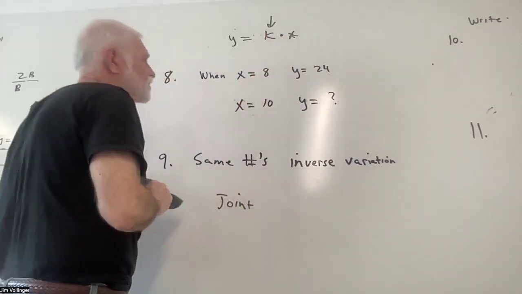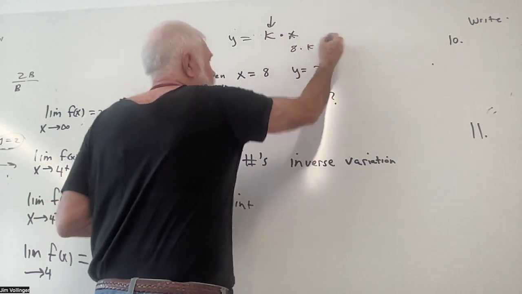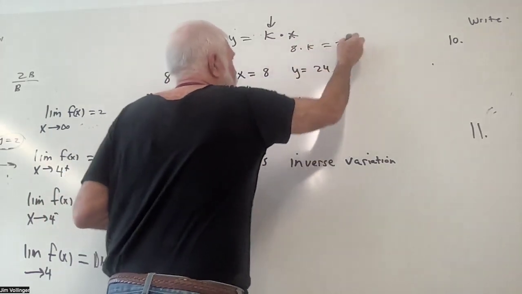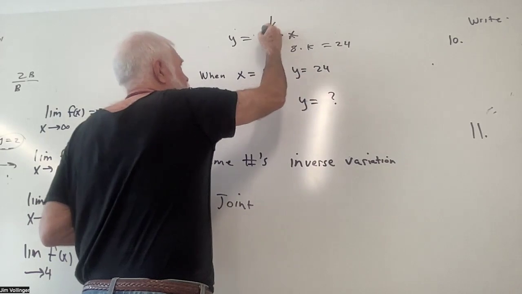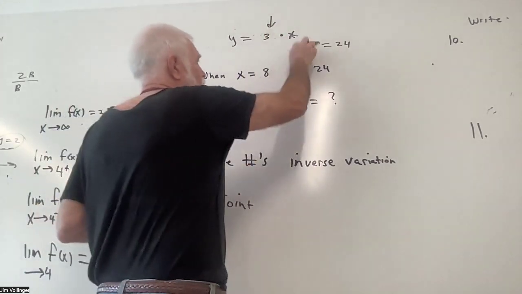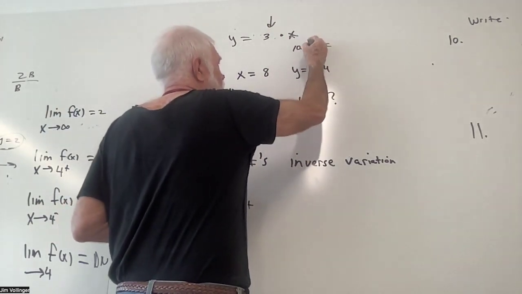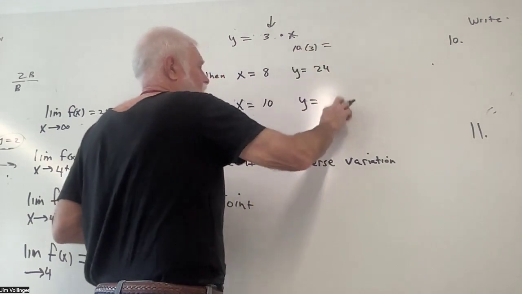We got to find that first by substituting 8 for X. 8 times K equals a Y value of 24. We've now figured out that K is 3. All right, well, what if I change X to 10? Well, 10 times K, I know what K is now. It's 3. Oh, I guess I can figure that out. Say it's 30.